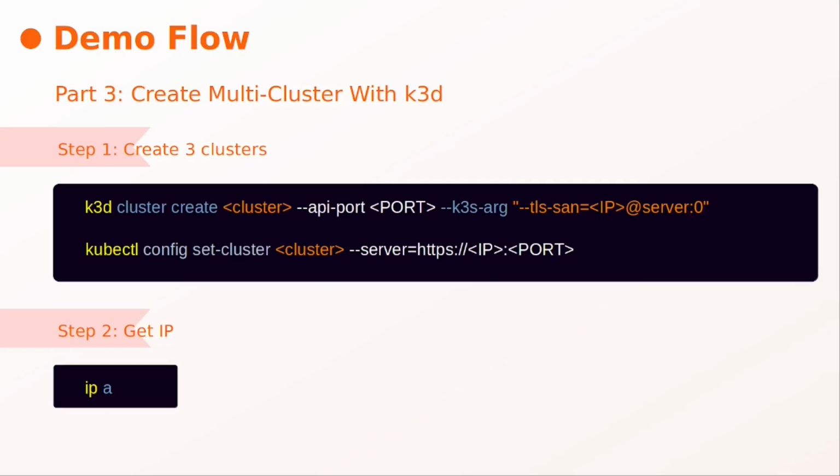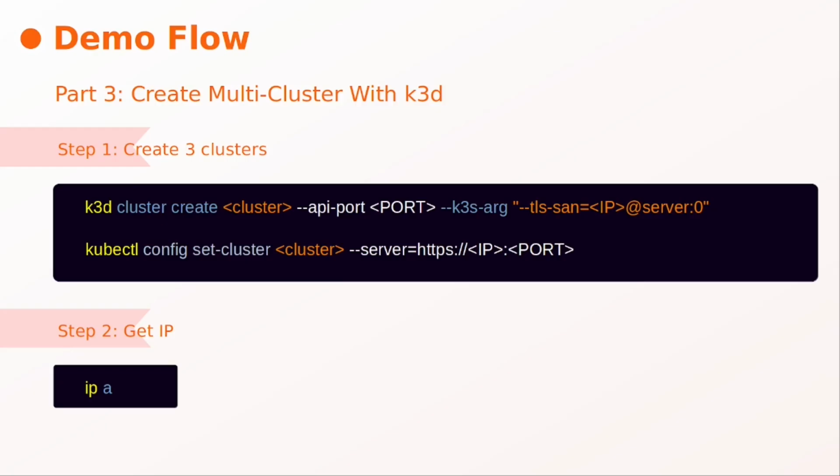Part 3. Creating multi-cluster with K3D. In this step, you will create multiple Kubernetes clusters locally using K3D. Each cluster represents a different environment, such as dev, staging, and production. Each cluster is created with a separate API port and configured with a TLS SAN to allow secure communication. You also need to update the Kubernetes configuration so that each cluster can be accessed correctly.